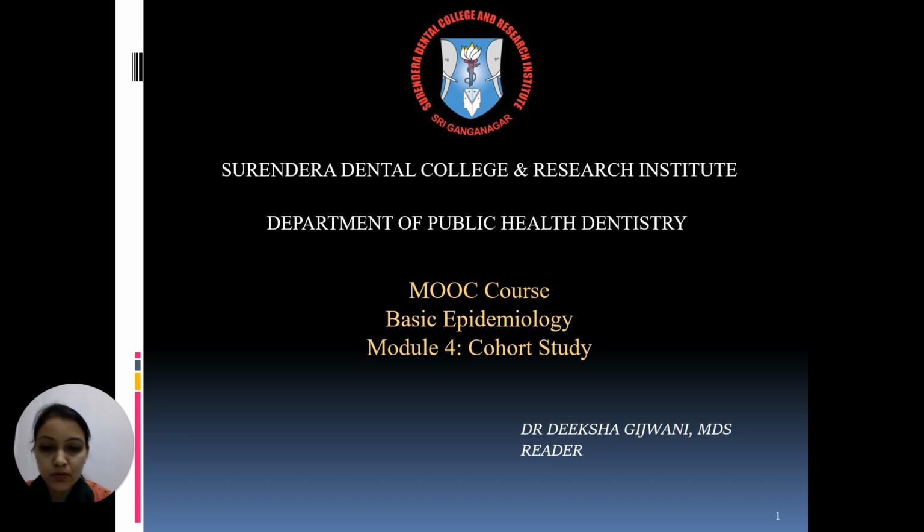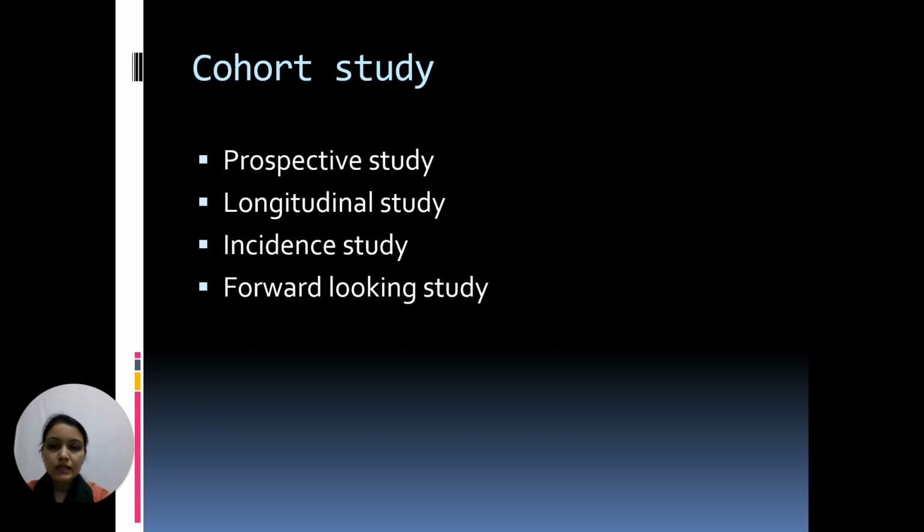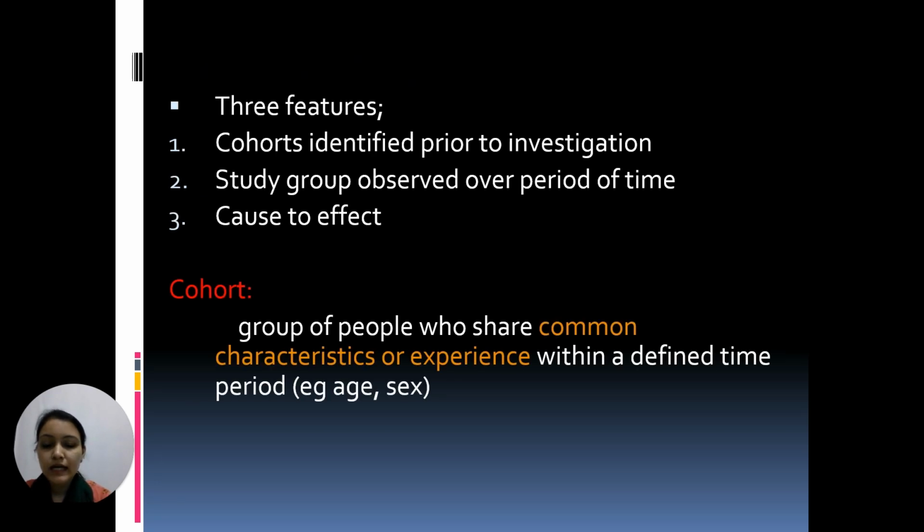Today we are discussing module 4, that is cohort study. This is also a second type of analytical study. It has 4 types, that is prospective study, longitudinal study, incidence study and forward-looking study. It has 3 features: cohort identified prior to the investigation, study group observed over a period of time, and the most important thing is cause to effect.